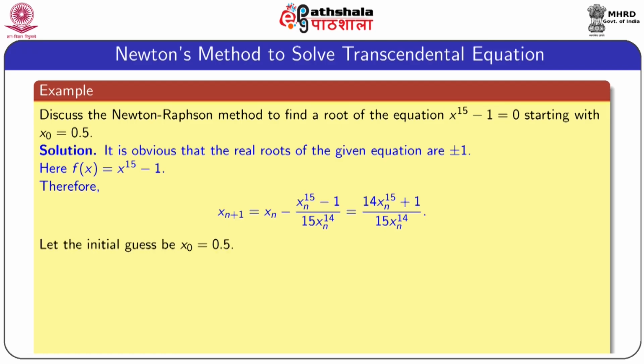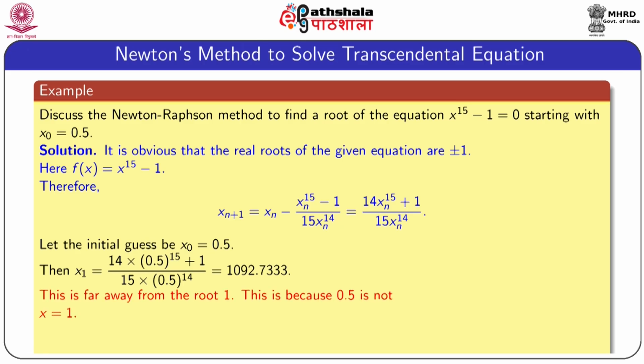Let the initial guess be 0.5. Then the first approximated value x1 equal to 1092.7333. Note that the value of x1 is 1092.7333, and it is far away from the exact root 1 or minus 1. So, this initial guess is not acceptable to find the root of this type of equation.